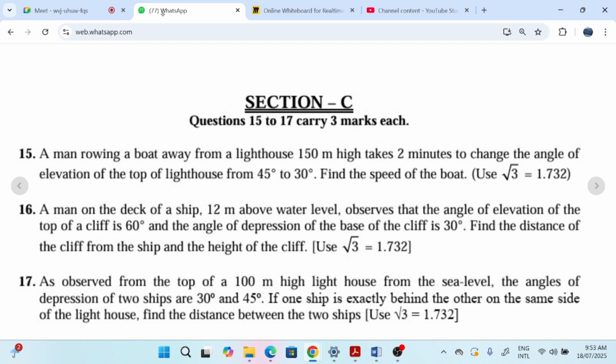Where is Nitanya today? Somebody please try calling Nitanya.